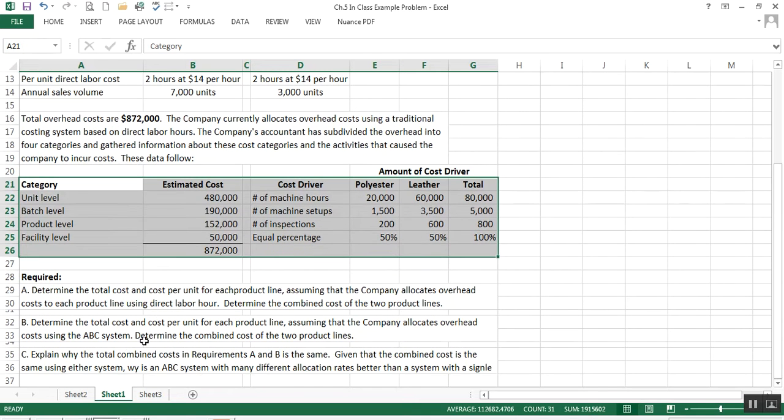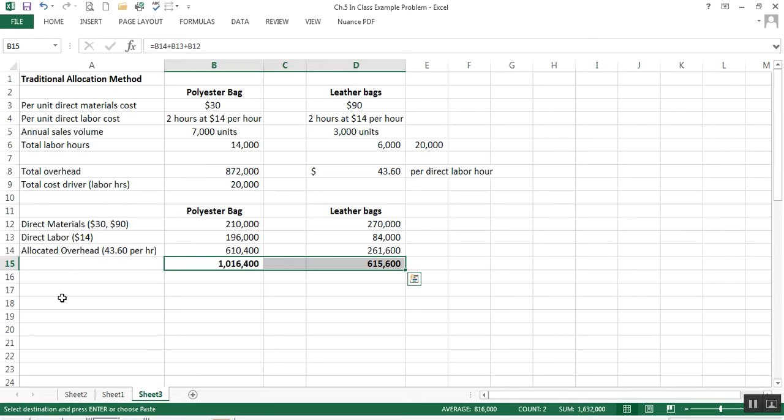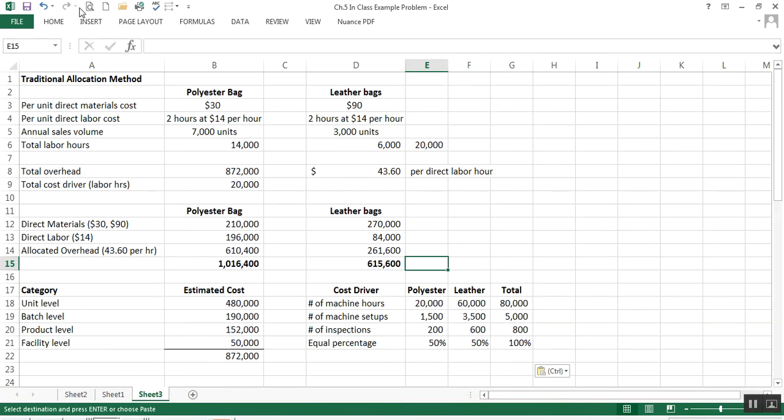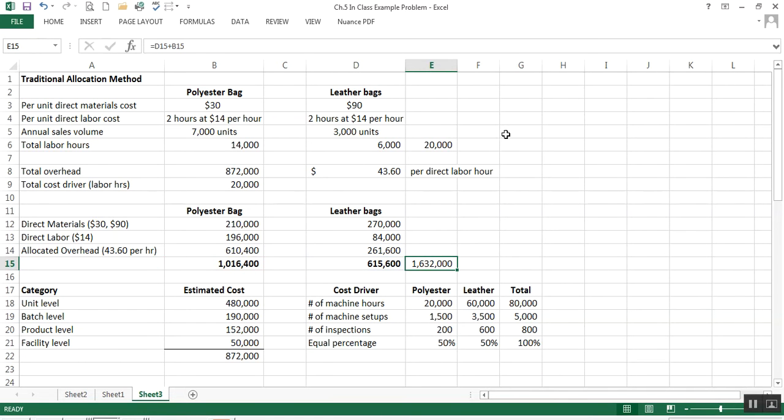So here we're being asked to determine the total cost and cost per unit for each product line, assuming that the company allocates overhead using the ABC system, and then figure out the combined cost of the 2 product lines. Alright, so let's look at this again. Oh, and then the combined cost, we forgot to do over here, it costs us $1,632,000 for both products.